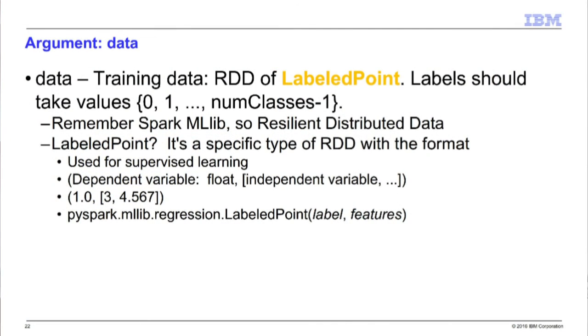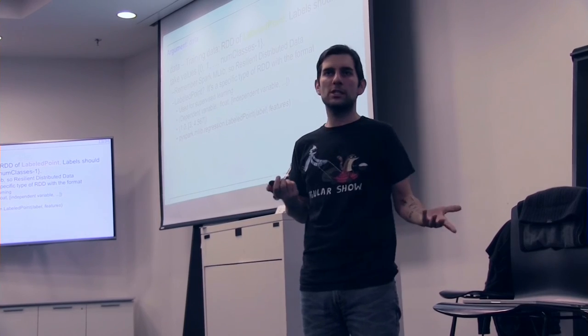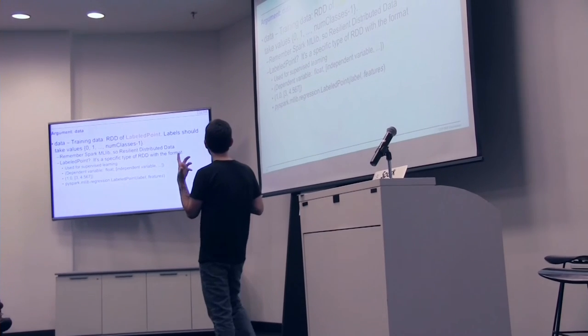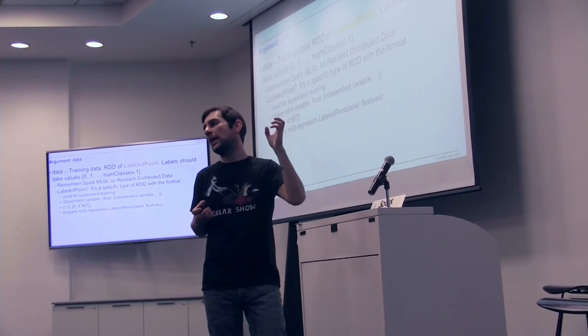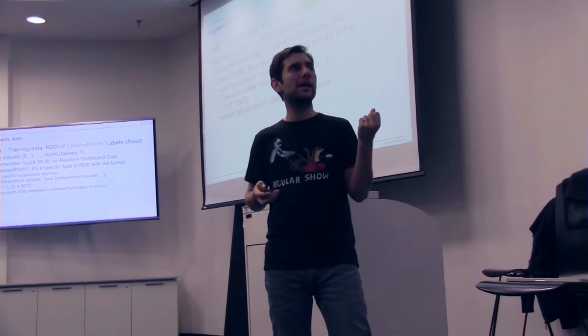Okay, so the arguments. The most important one is our data. And this is our training set. And there's a weird thing that is required here. The training data needs to be an RDD of labeled point. I've never heard of labeled point in my life. Has anyone heard of labeled point before Spark? No, because it didn't exist before Spark. So labeled point is a very, very specific format. It is a key value pair of a label and then a vector of features. So it's a very, very specific file format, and we'll see how to get it into that format.